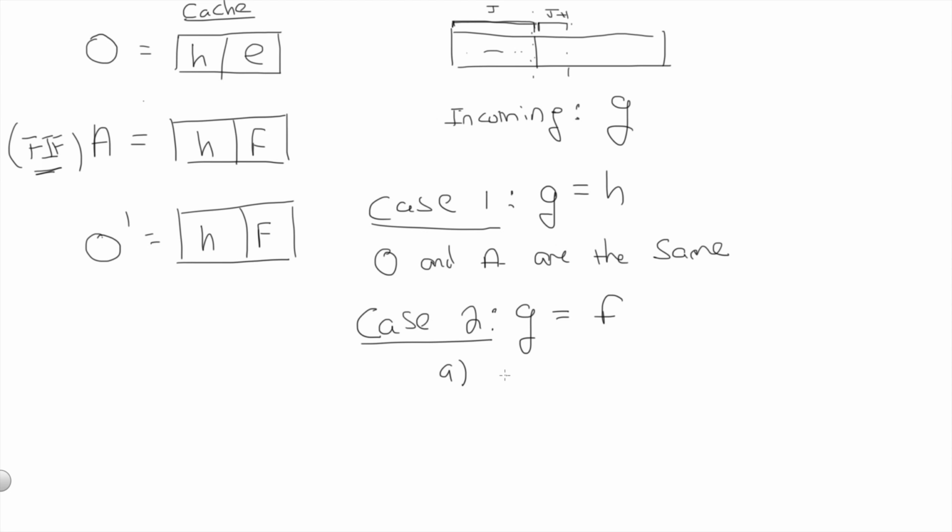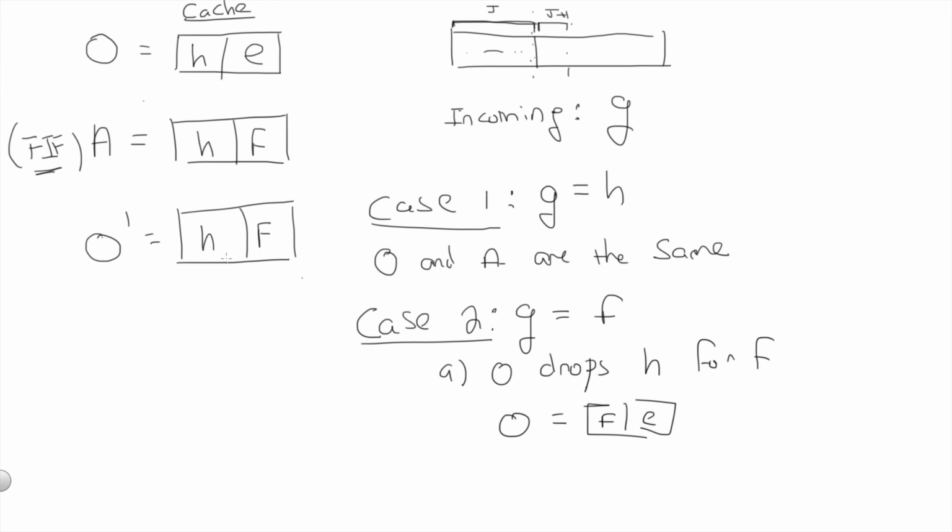A, O drops H for F. In this case, O, what does its cache look like? It looks like F, E. So somehow, we have to drop in O prime to get F E.